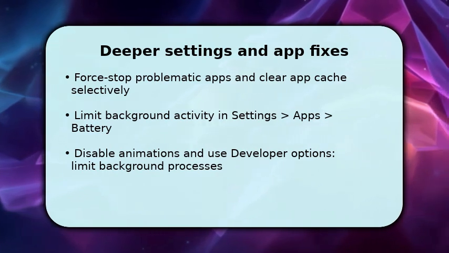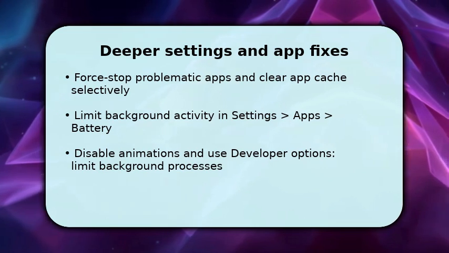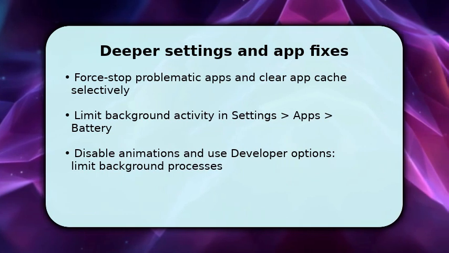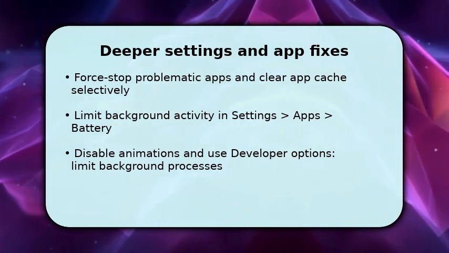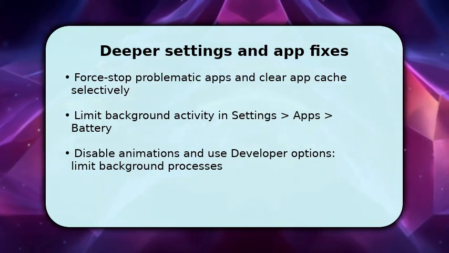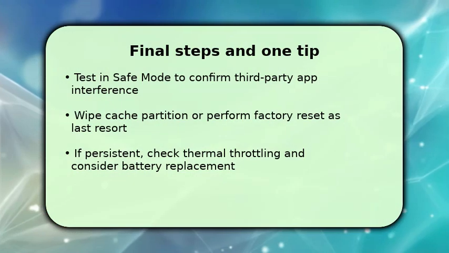Next, enable developer options and lower or disable window, transition, and animator durations. Also set background process limit to 1 or 2 to preserve responsiveness. These steps trade some multitasking for a noticeably smoother screen experience. Finish by validating changes, reboot into safe mode and use the device.